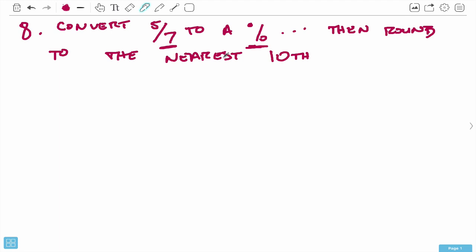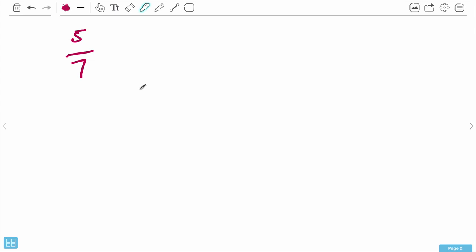So let's move over to the next page. So what we're going to do is we have 5/7. And we're going to go about it the same way we did with the last one. So we're going to divide 5 by 7. So just like with the last problem with 3/4, 7 is obviously too big to go into 5. So put the decimal point here, just put it right up here. And then we can add a 0.